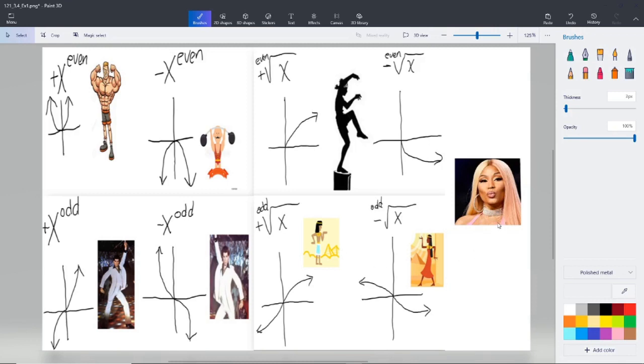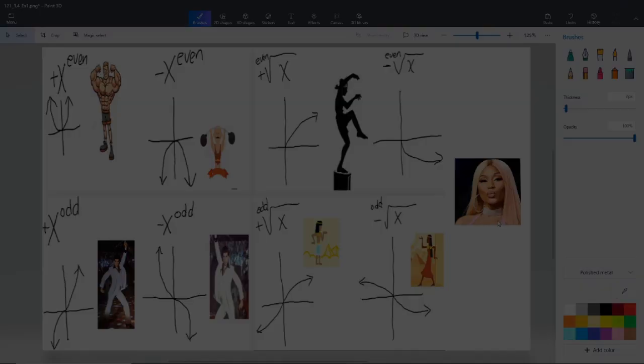And then finally, I put a picture of my celebrity crush on here, simply because I want to remind you that these graphs should be curvy. Much like Ms. Minaj herself, the graphs should be of a curvy variety.